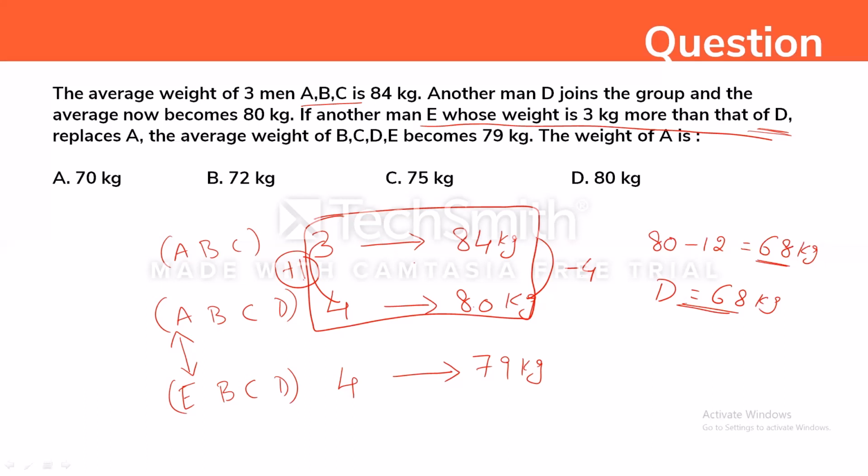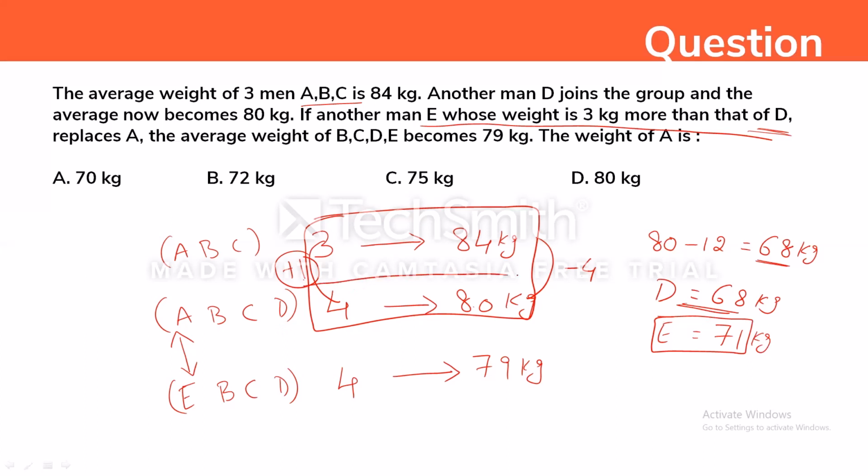Okay, 3 kgs more than D means already we know the weight of D is 68 kgs, and what will be the weight of E? 3 kgs more than D. Okay, means 3 plus 68, which is equal to 71. Already we got to know the weight of D and also the weight of E, 71 kgs. Now first and second condition are clear.